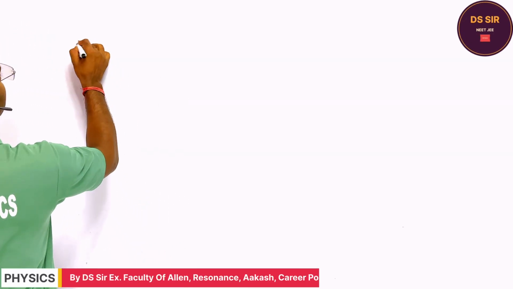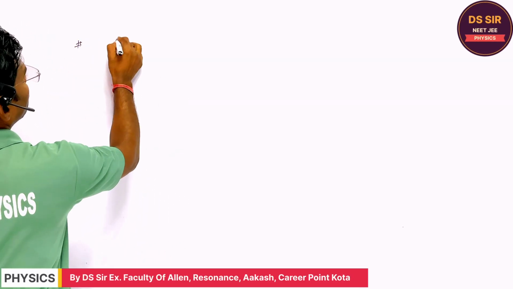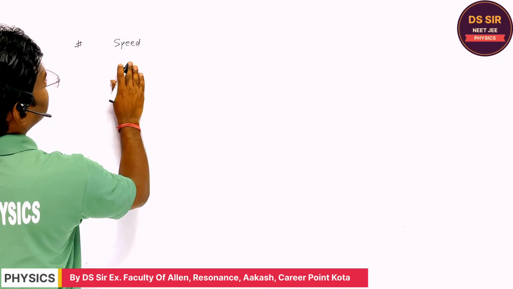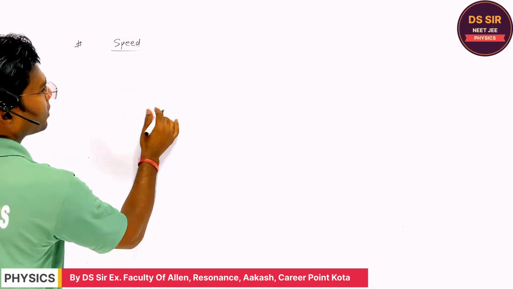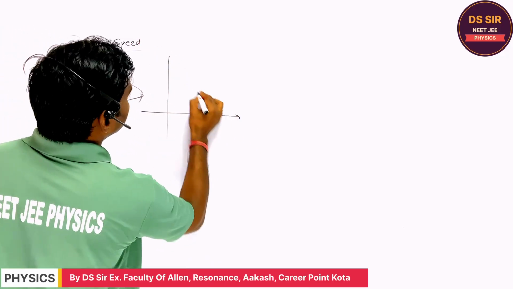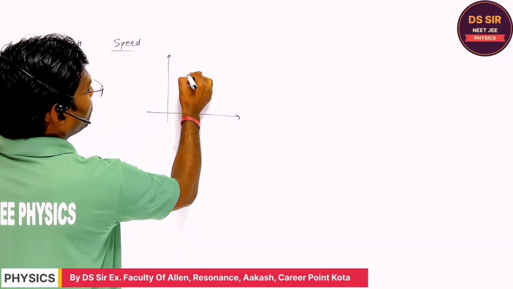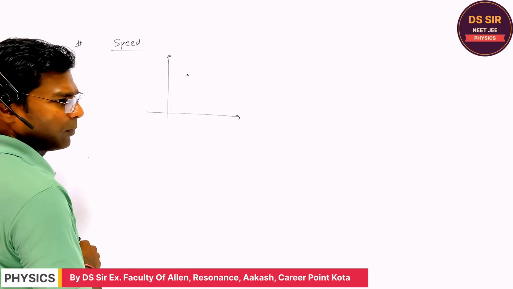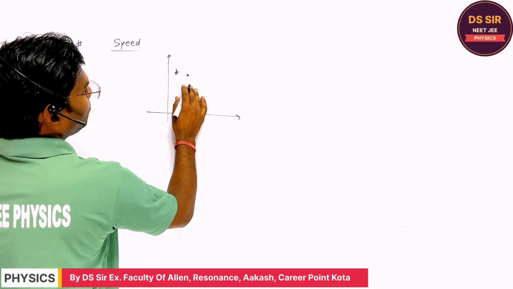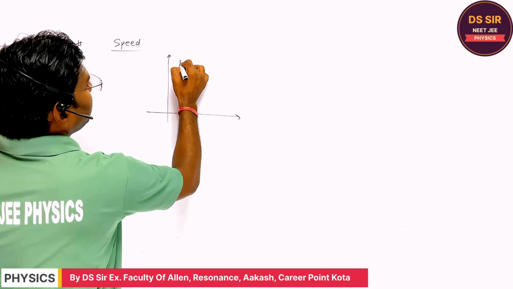So the next concept is of the speed and the velocity. Is it clear? So we are going to discuss the speed first. Is it clear? So what is the speed? Listen one thing. Suppose the initial position of the particle is at A at time t1.